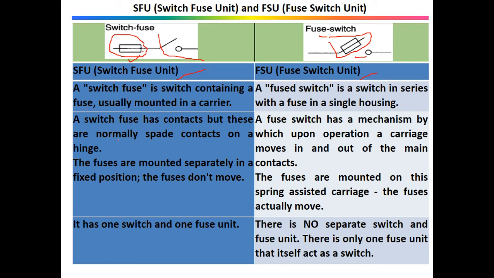In the case of SFUs, a switch fuse has contacts, but these are normally spade contacts on hinges, and the fuses are mounted separately in a fixed position, so the fuse doesn't move. However, in the case of FSUs, a fuse switch has a mechanism by which upon operation the carrier moves in and out of the main contacts, and the fuses are mounted on this spring-assisted carrier, so the fuse actually moves. It will move up and down to connect the complete circuit on and off positions.